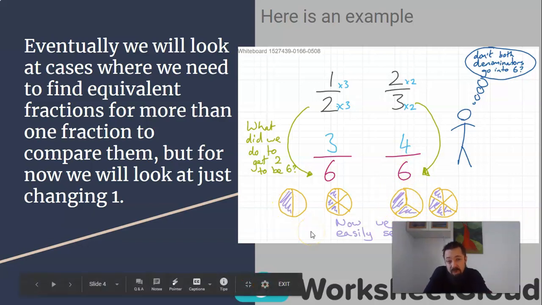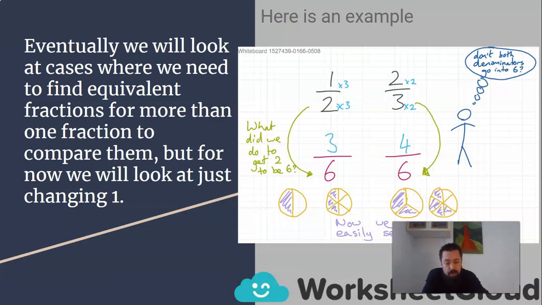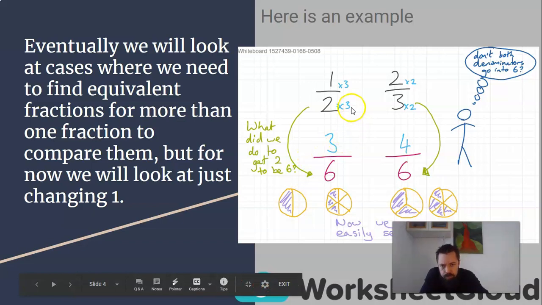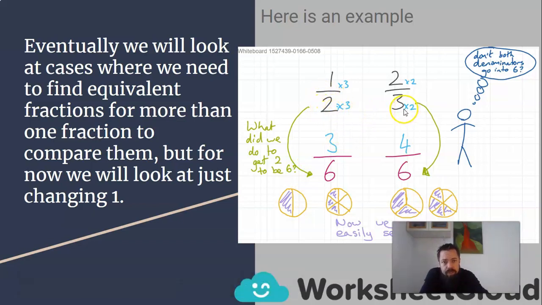But that won't work if we've got really big denominators. Like imagine we had 100 and we had to draw something that was broken up into 100 pieces. That'd be very difficult and time consuming. So we rather don't do that. So let's just look at the numbers. So I couldn't find anything I would be able to do to a 2 to make it to a 3, or anything I could do to a 3 to make it into a 2. But I did notice that both 2's and 3's could fit into 6.